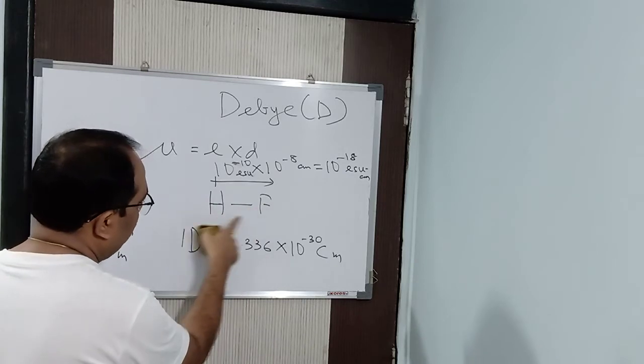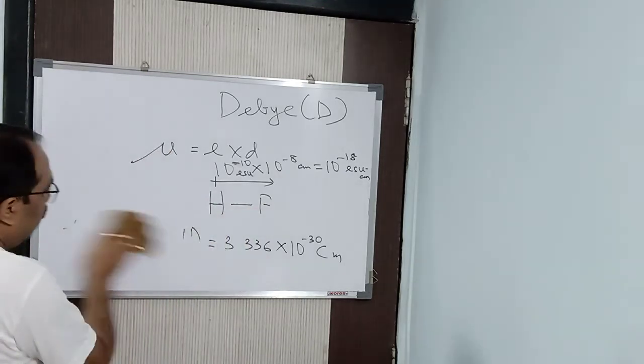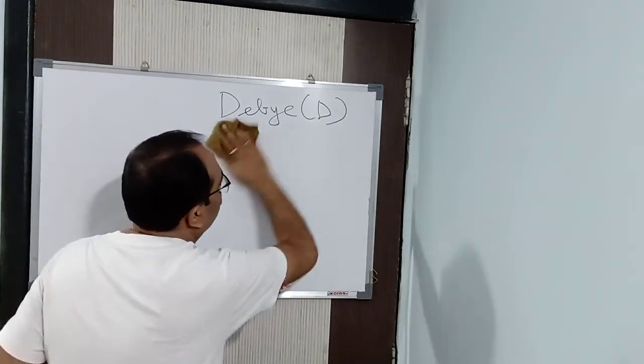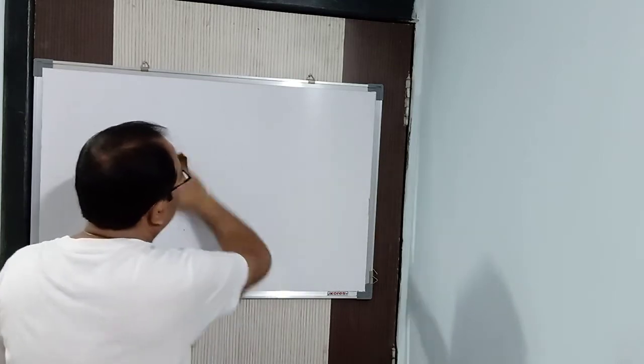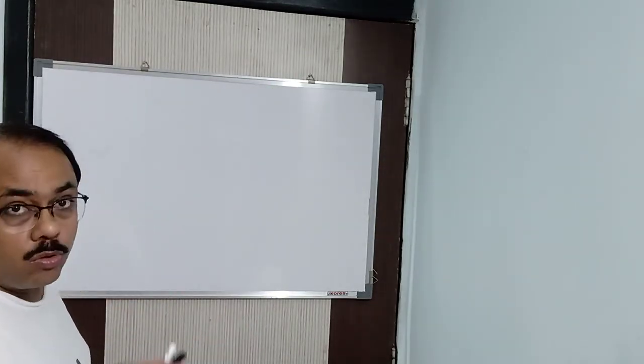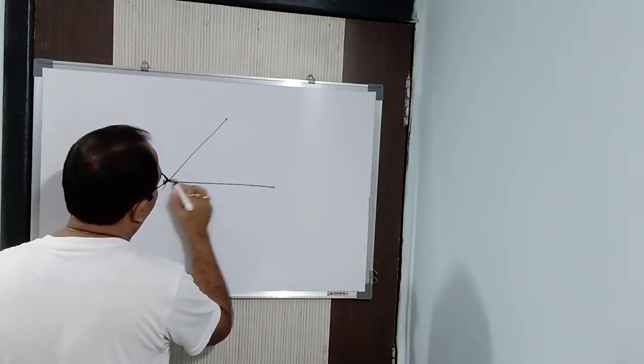This is for a diatomic molecule, 2 atoms. Now what about the dipole moment for a triatomic molecule? Triatomic means, for example, let us take a water molecule, H2O. 3 atoms are there. So in case of a triatomic molecule, we find it out in this way.